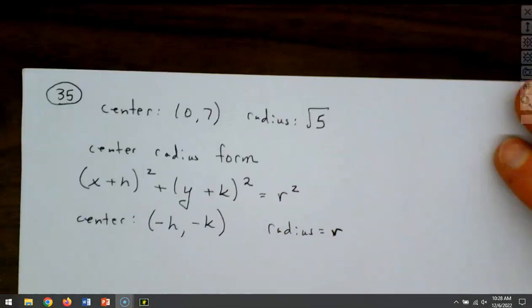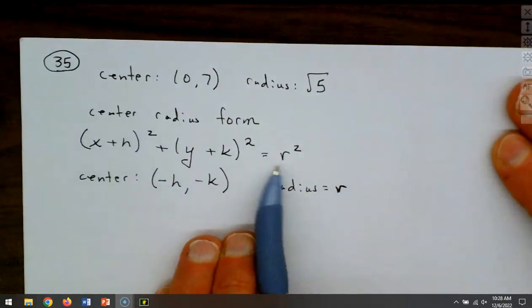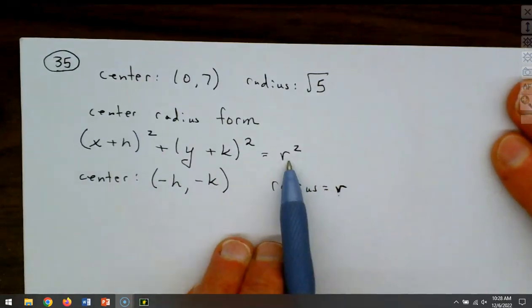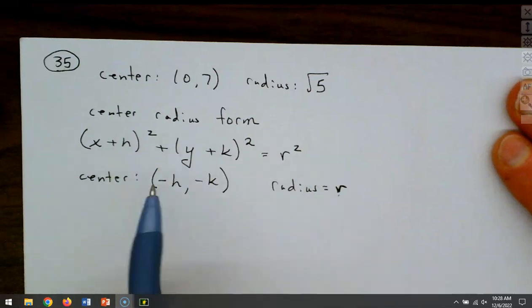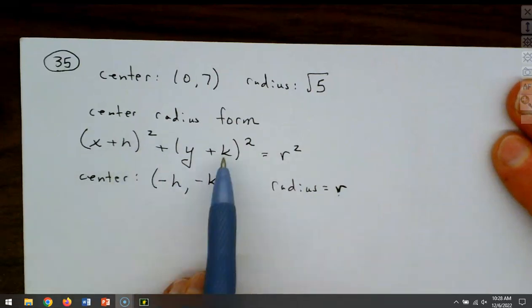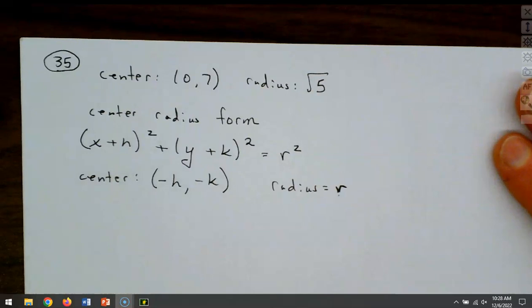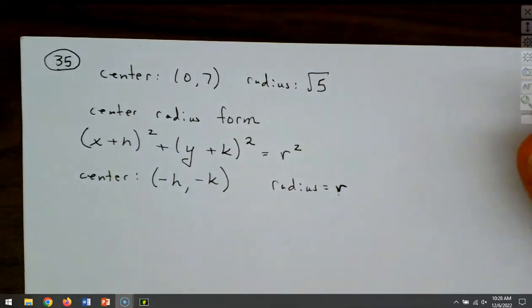So let's take a moment to talk about our formula. When we write up our formula here, remember, this is your radius. We have to square it, don't we? Right? Now, what happens to the signs from the center to the center radius form? They switch, right? So this one, there's really not much to it.